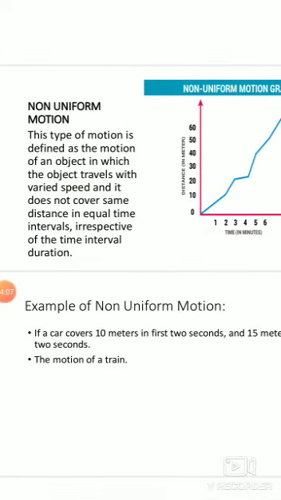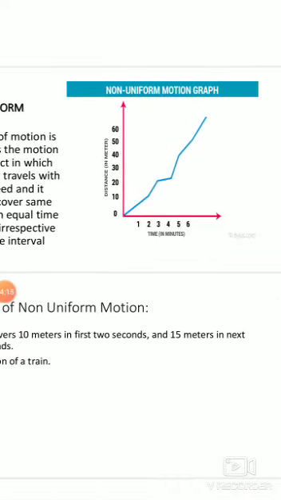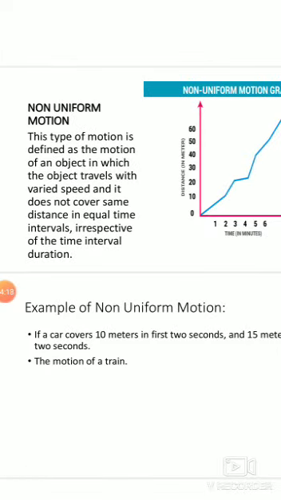Example of non-uniform motion. If a car covers 10 meters in the first 2 seconds and 15 meters in the next 2 seconds. In the first 2 seconds, the car moves 10 meters. In the second 2 seconds, the car moves 15 meters. The speed of the car is not constant. So the graph is not a straight line.